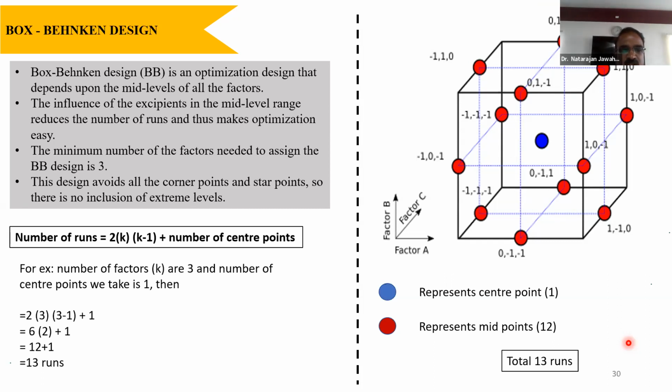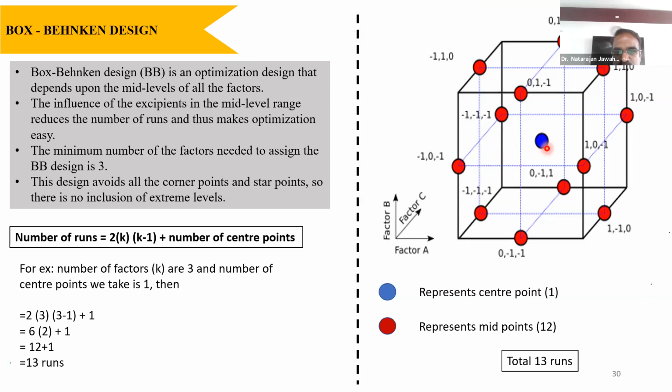The design avoids all the corner points and star points which are available in central composite design. So automatically there is no inclusion of extreme levels, and the number of runs will be reduced. The number of runs in Box-Behnken design is calculated with this formula: 2k(k-1) plus the number of center points. For example, if the number of factors k is 3 and the number of center points is 1, then 2 into 3 into (3 minus 1) plus 1 gives you only 13 runs with this formula.